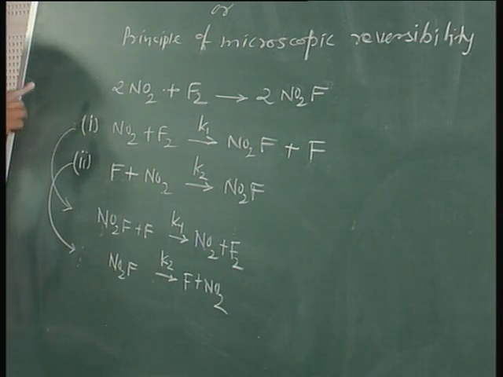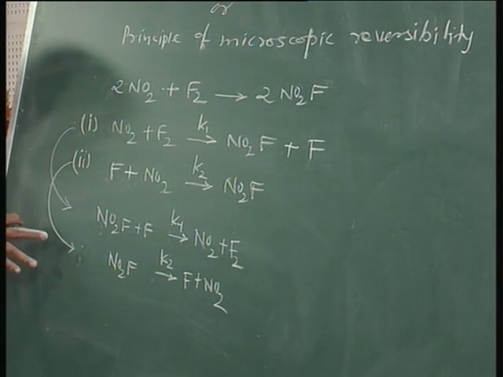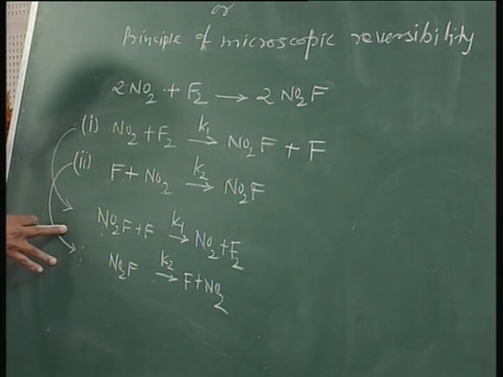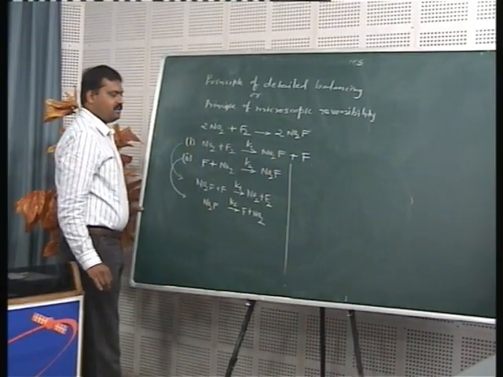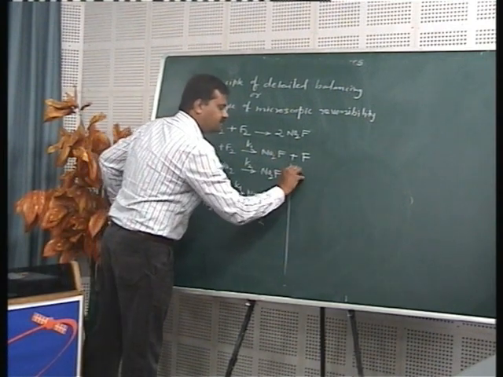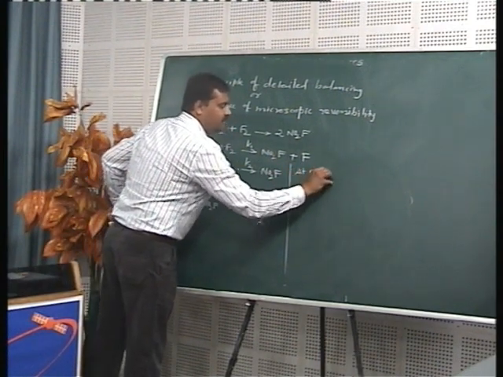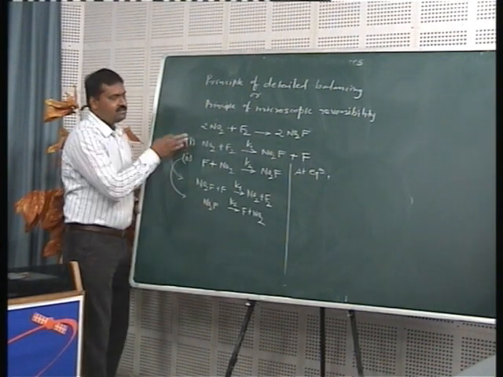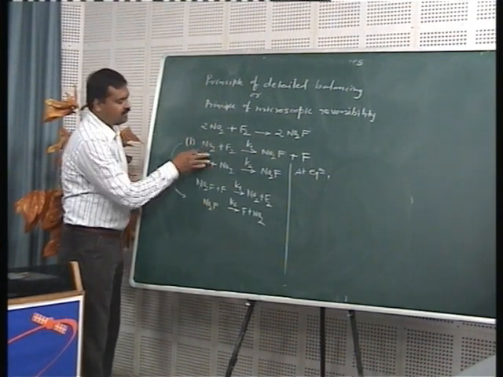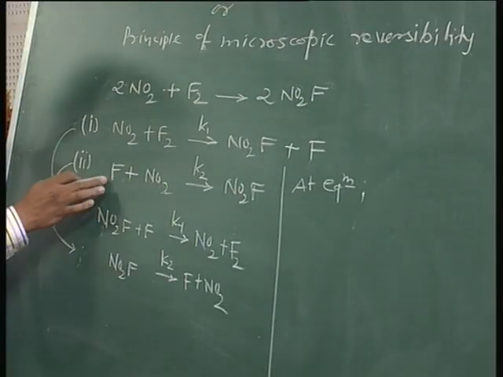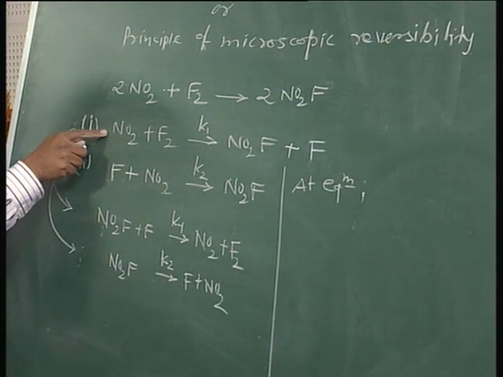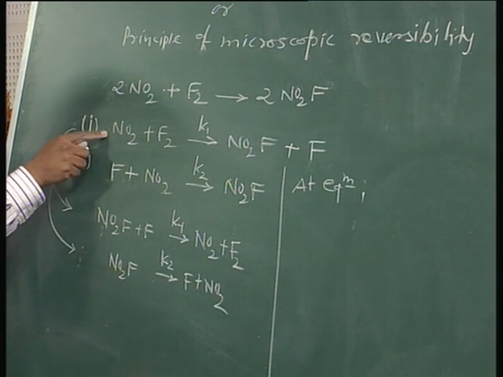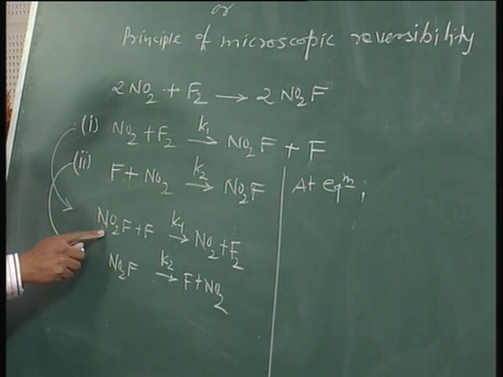So we have 4 elementary steps. 2 are for the forward reaction, 2 are for its reverse reaction. Now, according to the equilibrium principle, what will happen at equilibrium? When the reaction reaches equilibrium, the mixture of all these molecules, that is NO2, F2, F, NO2F, will be in equilibrium, and therefore the rate of the forward reaction, the rate of the first reaction, will be exactly balanced by the rate of its reverse reaction.